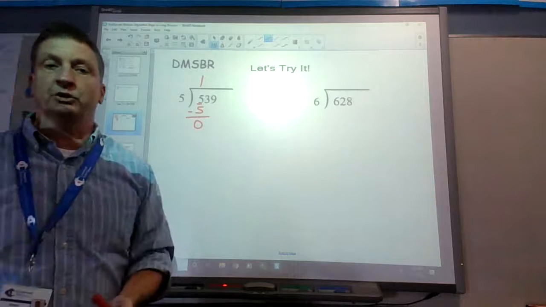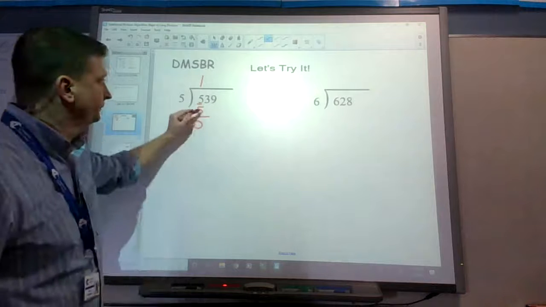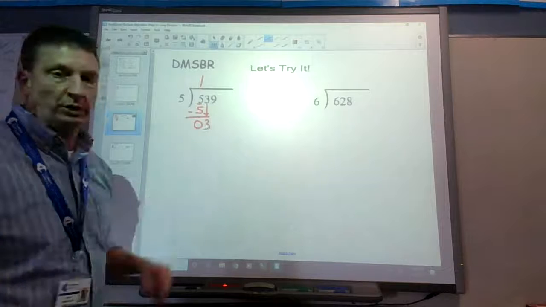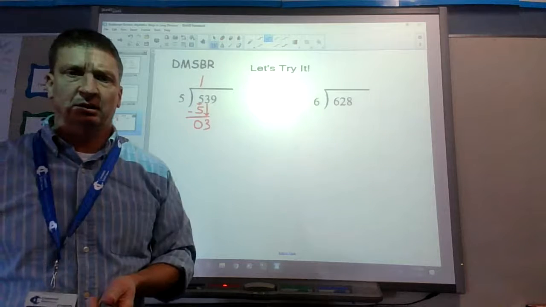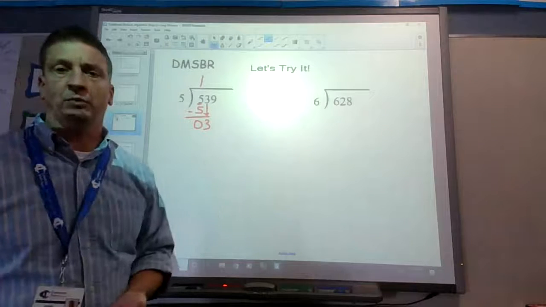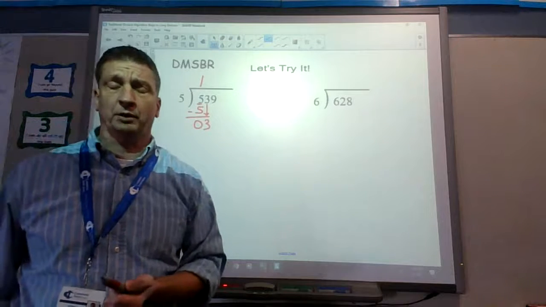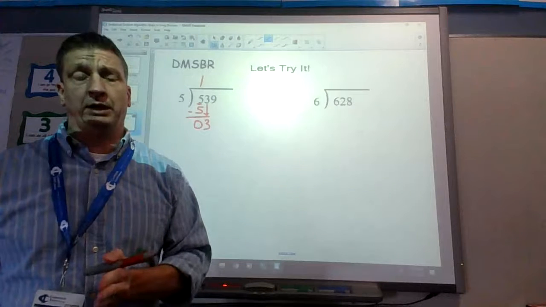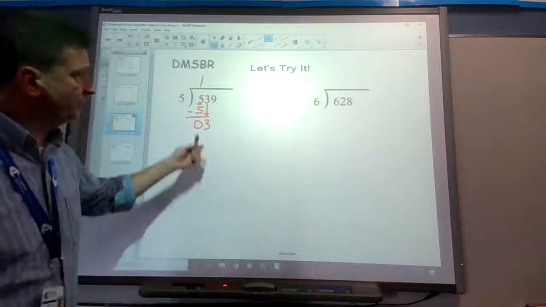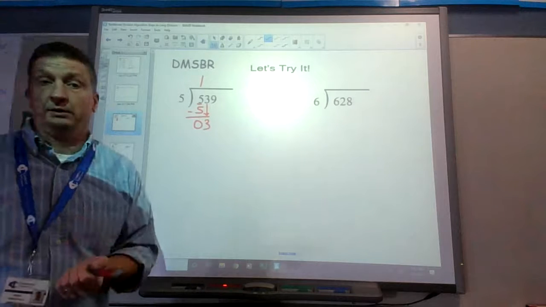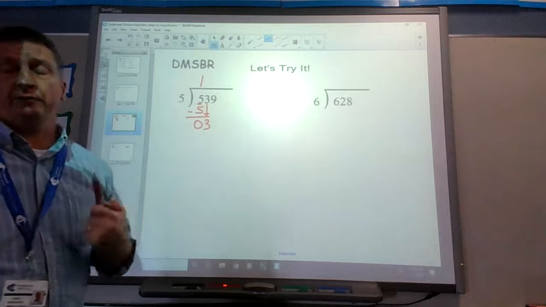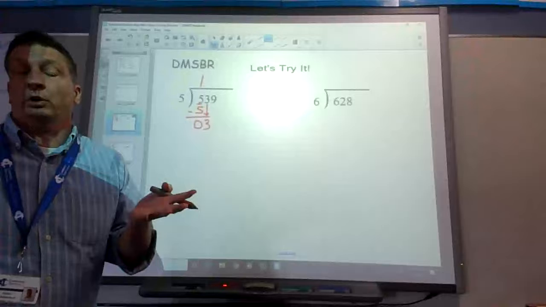My next step is to bring down the next number that I have. Now, this is where some fifth graders have trouble, is they bring that down and say, well, wait a minute, I can't take 3 items and divide it by 5. I need to keep going. And that's where we have trouble, because if you bring a number down, you have to divide it. Now you might be thinking, well, how can I divide 3 by 5? Well, you can't. The only way is that 5 goes in there 0 times.